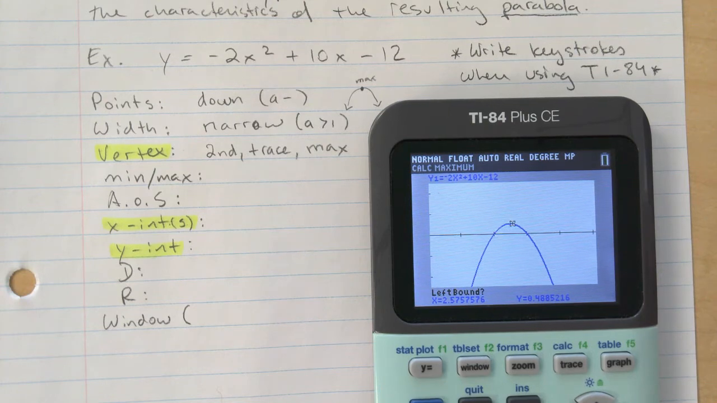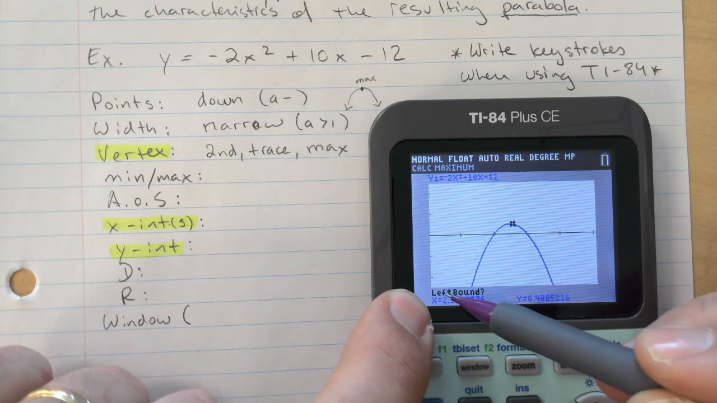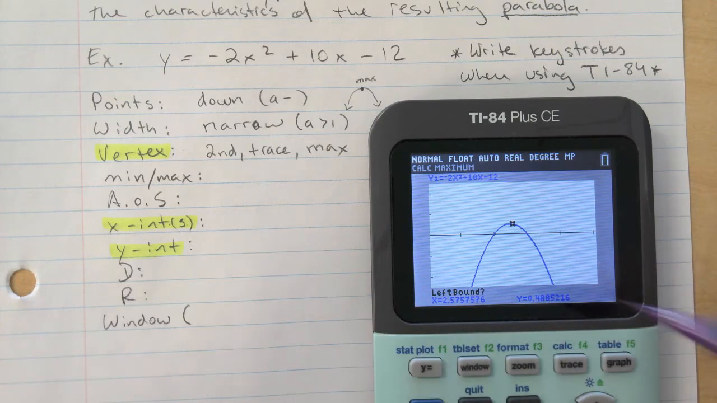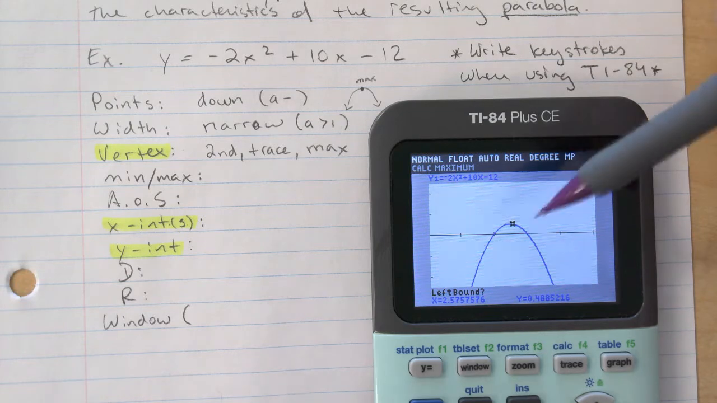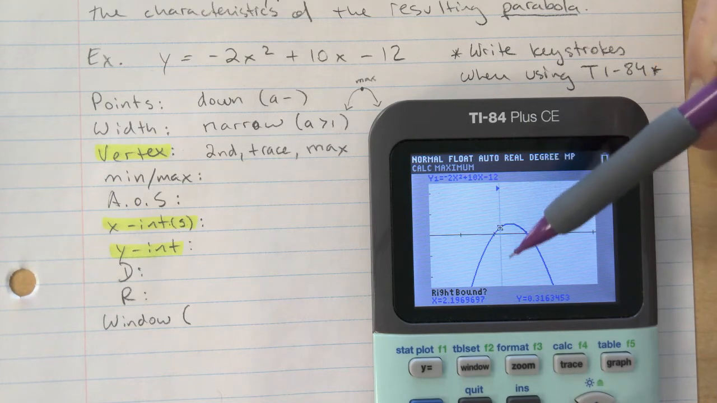Okay. So it says left boundary. What's the left boundary? You're basically going to give it two boundaries, on the left and on the right, and the calculator is going to find it between the boundaries. So if this is your vertex, you're going to move your cursor to the left. Just go past it a little bit. Once you start going down, you are definitely to the left of it.